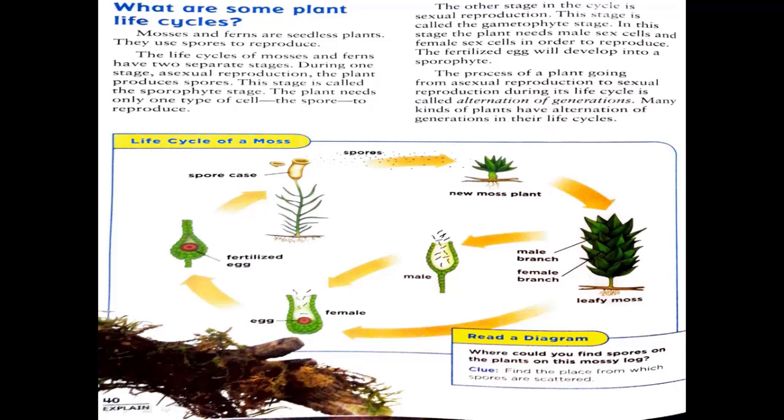So here is the ovary, where this goes and gets fertilized. You find the fertilized egg here, and from here it goes to the spore case, and furthermore it comes to the spores. The spores are very important in the life cycle of the moss plant, because, as I told you, these plants reproduce with sexual reproduction as well as asexual reproduction.